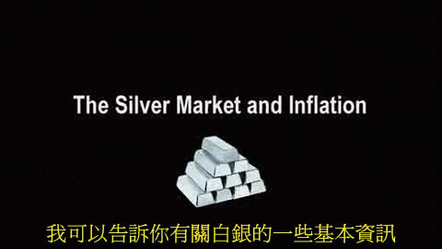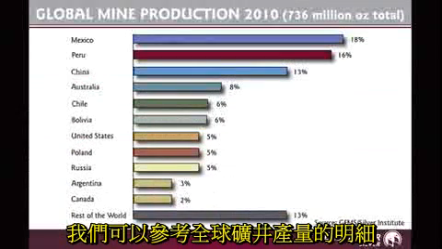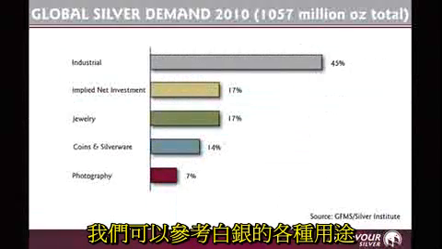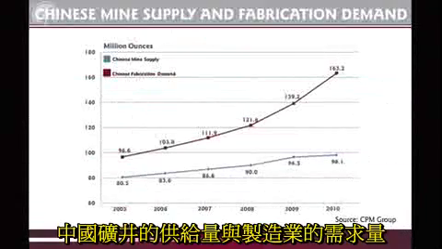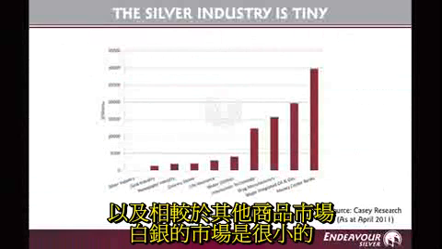There are a few basic things I could tell you about silver. We could look at a breakdown of global mine production. We could go over the various uses of silver, the supply from Chinese mines versus Chinese fabrication demand. We can discover that global silver inventories are dwindling, that the silver market is tiny in comparison to other commodity markets. But what does all this information really mean?